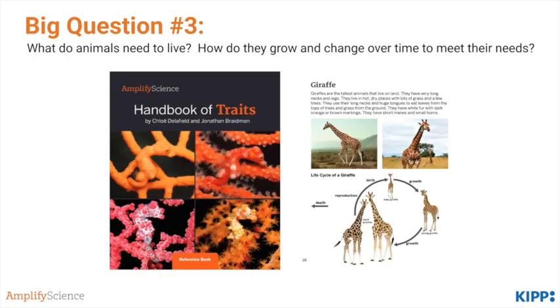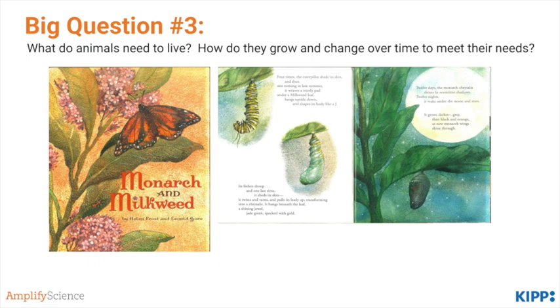Students also read a little bit from the Handbook of Traits book, which has the life cycles of a wide variety of animals and plants in it. Students also read the book Monarch and Milkweed, which shows students the life cycle of the monarch butterfly and how it depends upon the milkweed plant for its survival.